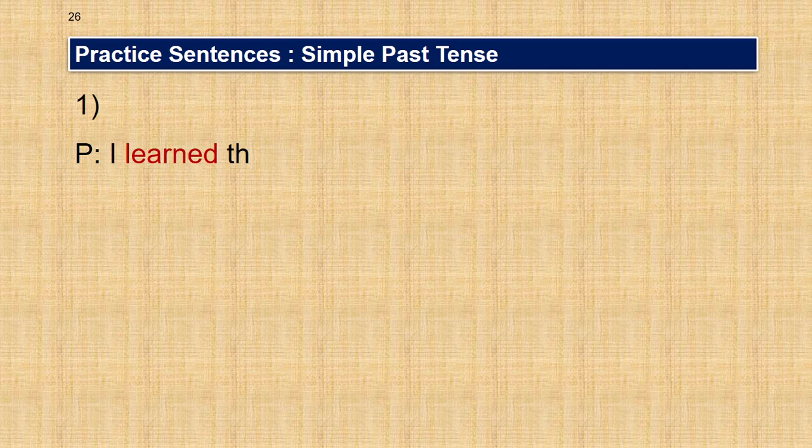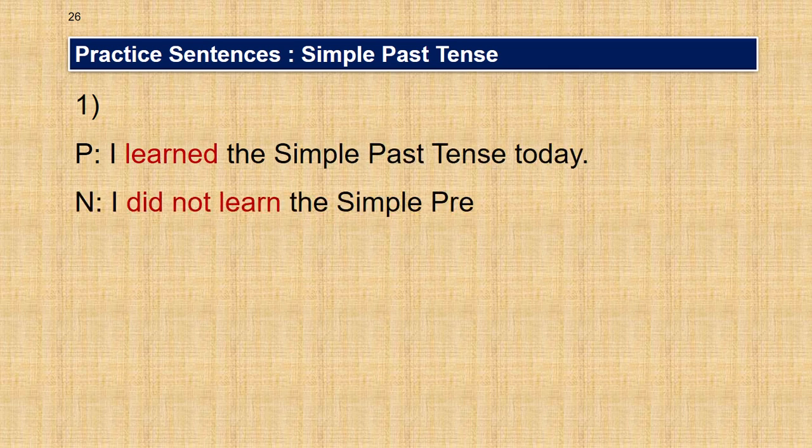So let's move on to the next screen, where we are going to see the practice sentences of simple past tense. Here we have the first sentence, positive and negative both are there. We need to practice negatives as well, because both are equally important while writing, speaking, and understanding in English. The first positive sentence says, I learned the simple past tense today, and I have highlighted the thing which changes in negative sentences. So learned becomes did not learn in negative of simple past tense.